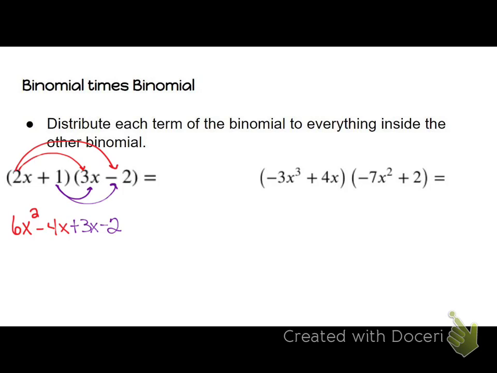Now, my answer is not finished. I'm not done. Why? Because I have like terms here. What are my like terms? Negative 4x plus 3x. Okay, so I still want my answer in standard form. So that means I'm going to bring down my 6x squared. And then I'm going to combine my like terms. What's negative 4x plus 3x? Negative 1x. Instead of putting that negative 1x, what am I probably just going to put? A negative x, and then what? Minus 2. Well, negative 2. Yeah. And that's your final answer.